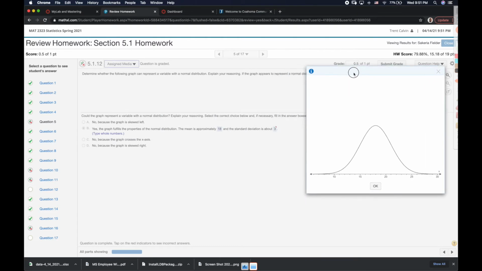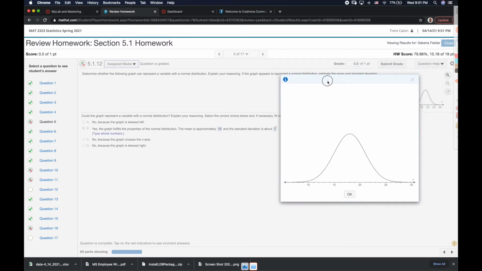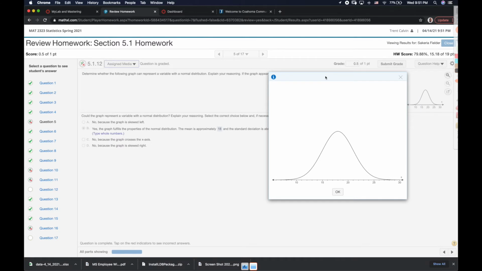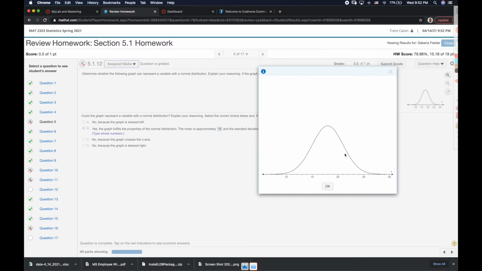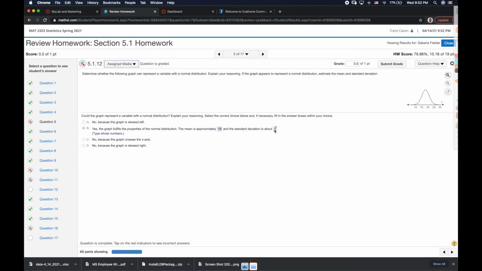To find the standard deviation, we want to look at our inflection points, where our graph changes. My inflection point is where my graph changes, and it changes right about at the 21 mark here. But my answer is not 21. That's where it changes. My standard deviation is the difference from the mean to my inflection point. The difference between 21 and 18 is 3, so your standard deviation should be 3.